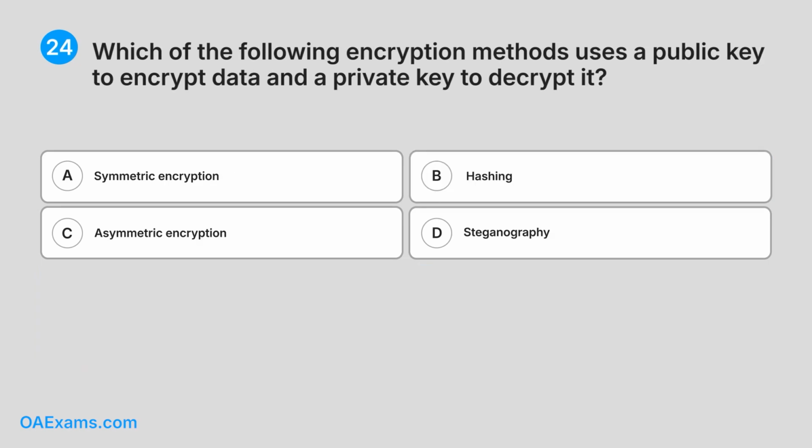24. Which of the following encryption methods uses a public key to encrypt data and a private key to decrypt it? A. Symmetric encryption. B. Hashing. C. Asymmetric encryption. D. Steganography. What do you think is the answer?